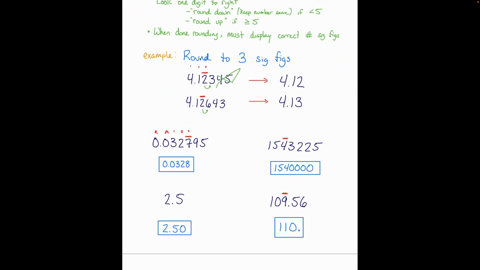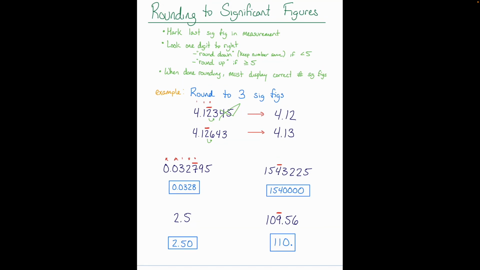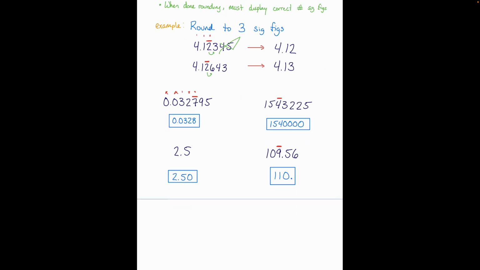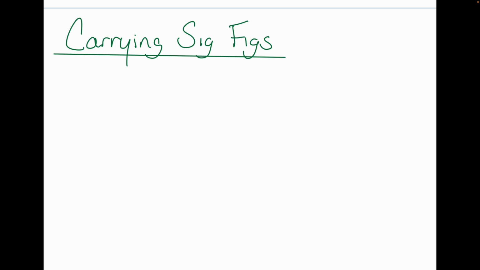Okay, so we learned how to count sig figs. Now we learned how to round to a specific number of sig figs. Okay, so this is going to be important because now we're going to start doing math with these measurements. And when we do math with these measurements, there's going to be this certain logic behind how many sig figs we display in our answer. Okay. So this is what we're going to call carrying sig figs. And we're going to have these rules for how many sig figs our answer should display when we do a math problem.